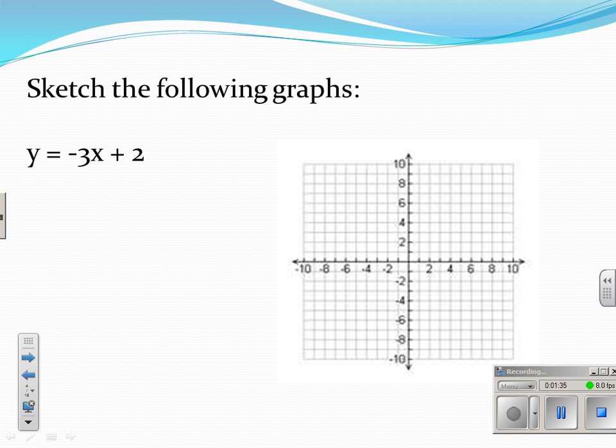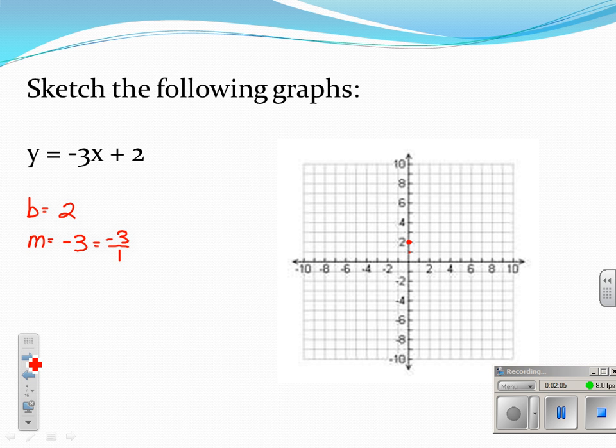So if we were going to sketch one of these, quick review from the past, b, or our y-intercept in this particular equation, is 2, and then our slope is negative 3, or negative 3 over 1. So we begin by graphing our y-intercept, then use your slope to count that rise and run to come up with another point on your line.